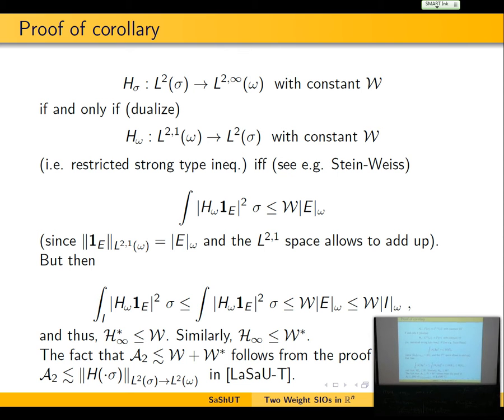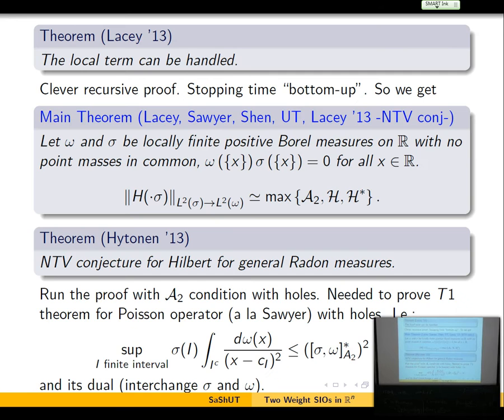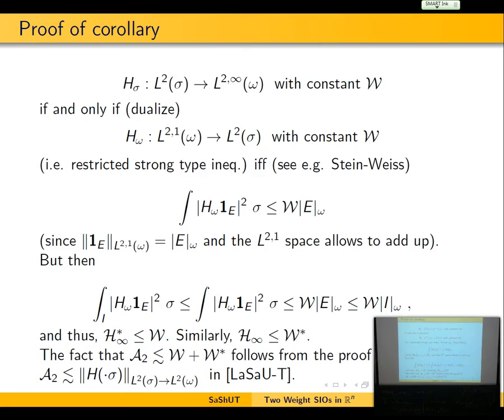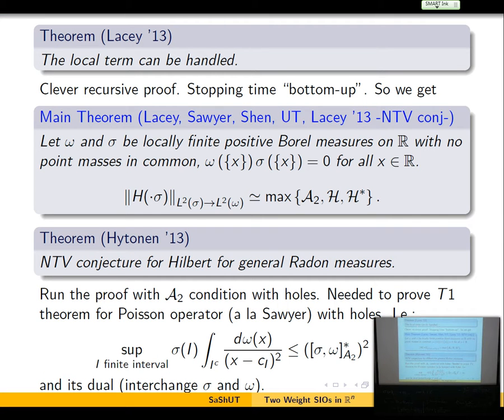Okay? Good. So we are right now at the point where we have to test over characteristic functions of measurable sets, or finite unions of intervals, but arbitrarily. The conjecture, the NTV conjecture, was that it's enough to take intervals. So this step was finished by Michael Lacey on his own.